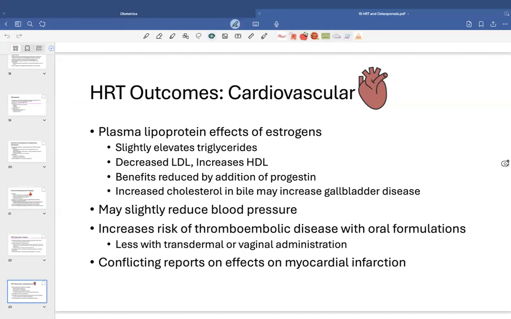Of course, the bad news is that estrogens will increase the risk of thromboembolic disease. So there will be a higher risk of MI and stroke because of formation of blood clots, particularly when taking estrogen unopposed.